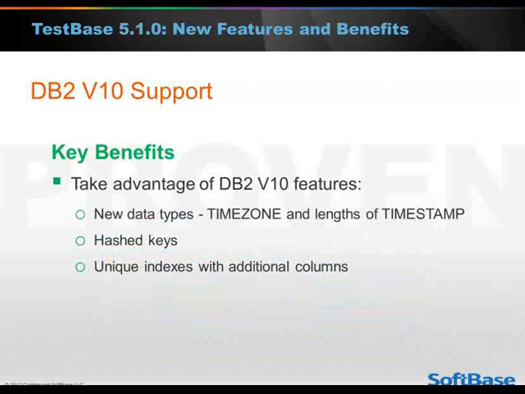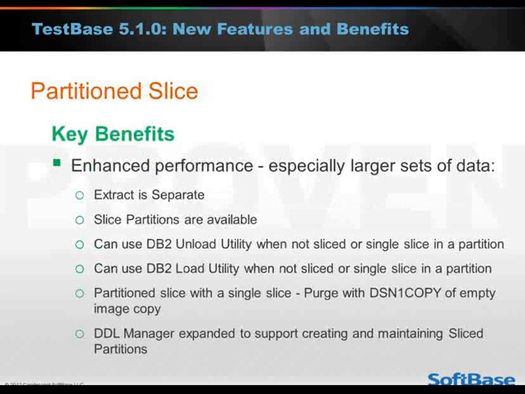Version 10 support. Obviously, everyone wants to take advantage of the new DB2 version 10 features, things like new data types, time zones, and timestamps, and the lengths on the new timestamps, hash keys, unique indexes that have additional columns for performance. You can take advantage of all of those features, and we support the new reformatted catalog that's in DB2 new function mode. A lot of performance enhancements, especially in Slice in version 5.10.